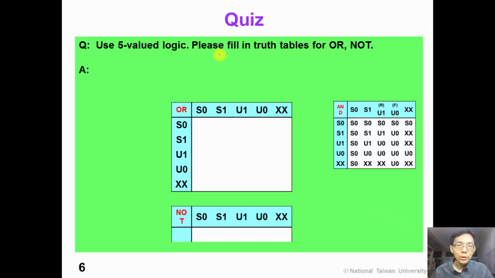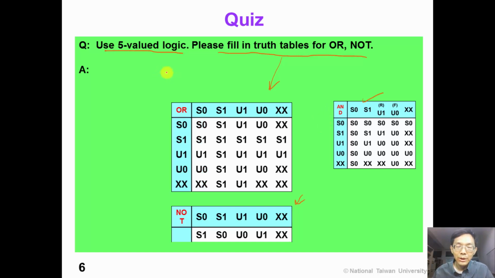Now it's time for you to do an exercise. Using the 5-value logic, please fill in this table for OR gate and the inverter. On the side, we showed an AND gate truth table for your reference. Now please pause the video and work on this exercise. Okay, have you finished yet?